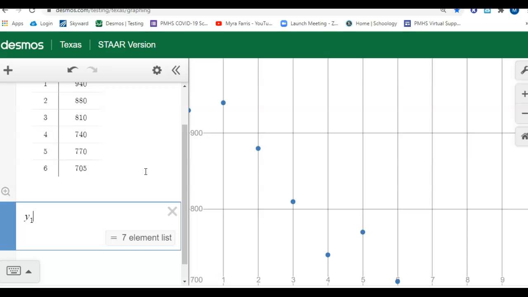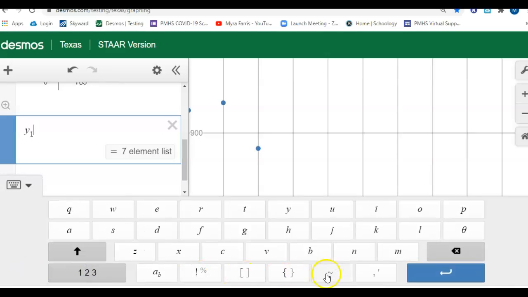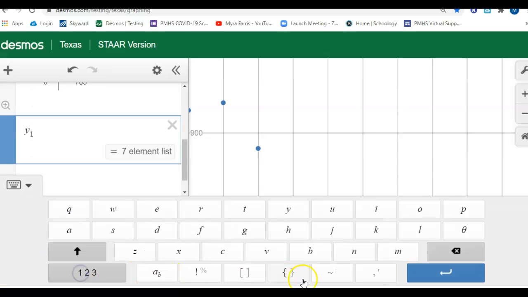Now I need not an equal sign, but an approximate sign. There's at least two ways to get that. I can go down here to this keyboard, ABC, and this little curvy line right here. And then I want to click this off so that it's not in my way. So the way I got that: keyboard, ABC, this one right here.